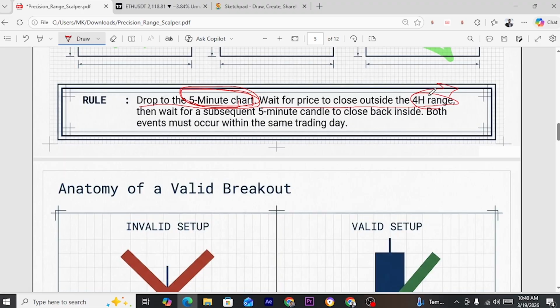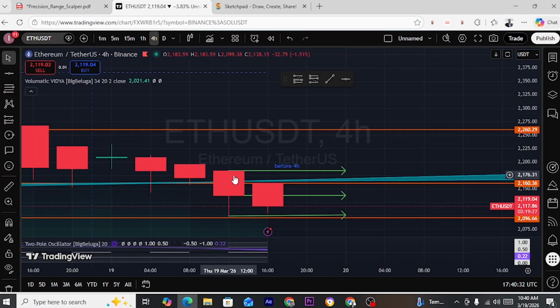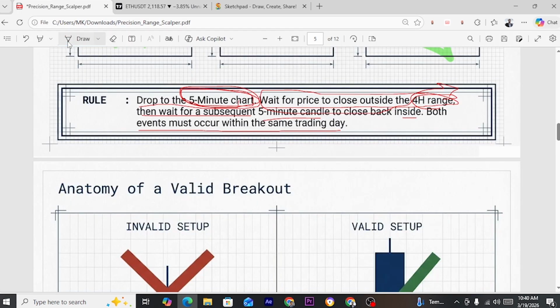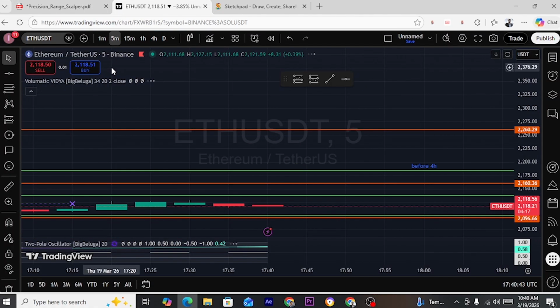For the previous one, we can see: wait for the price to close outside the 4 hour candle. Then wait for the subsequent 5-minute candle to close back inside. Both events must occur within the same trading day. Okay, this is the same trading day, and as we can see, it already tells us that we have to go to the 5-minute chart. Okay, go to the 5-minute chart.